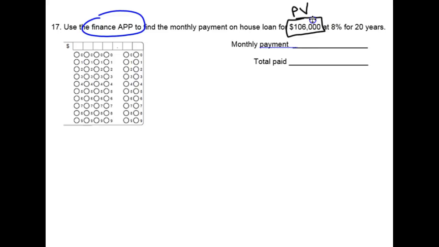For the sake of time, I'm not actually going to go through these steps, but I want you guys to try. Exactly right, 8 for interest. This is time, of course. So when you go to fill in N, you're going to do 20 years times monthly payments, so times 12. You don't even have to simplify it. Remember, the calculator will do it all for you.